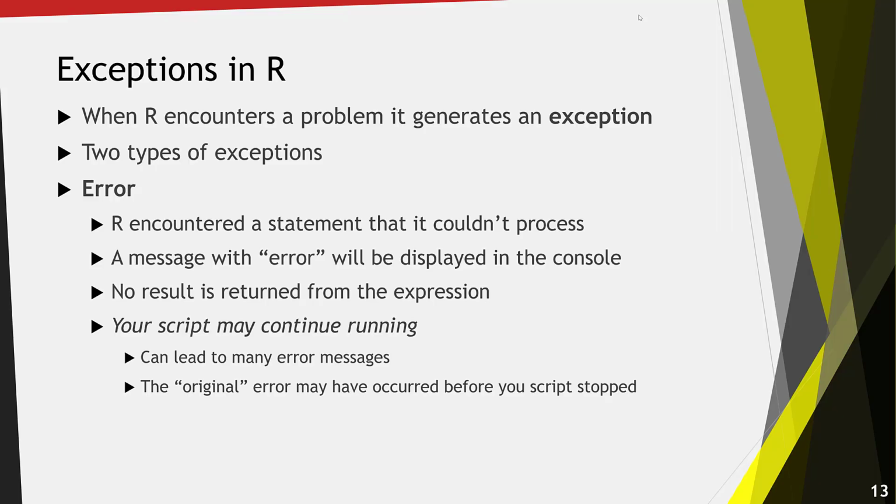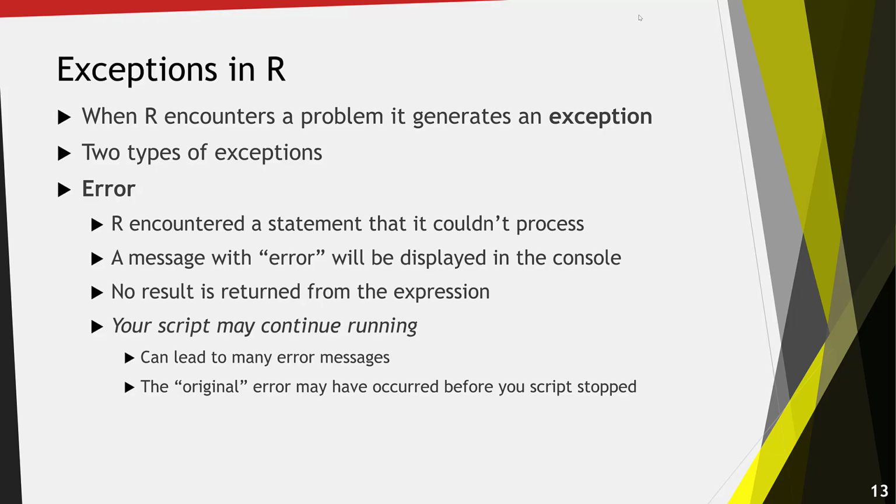The second type of exception is an error. When R returns an error exception, that means it encountered a statement it couldn't process. Then it's going to put a message in the console with error at the beginning, and it's going to stop trying to execute that statement. When this happens, no result is going to be returned from the expression.